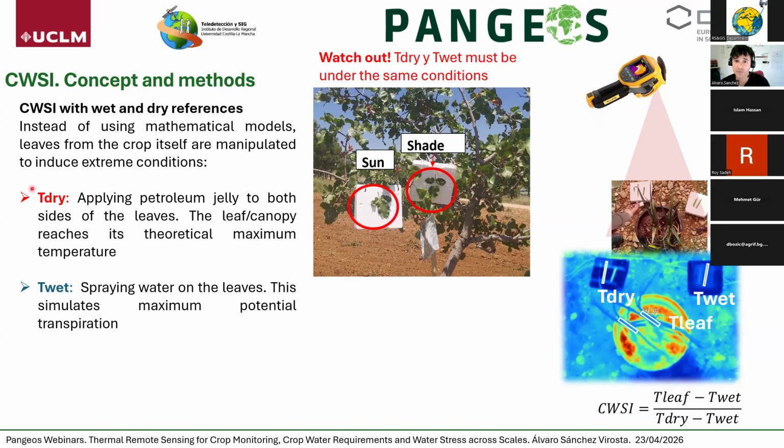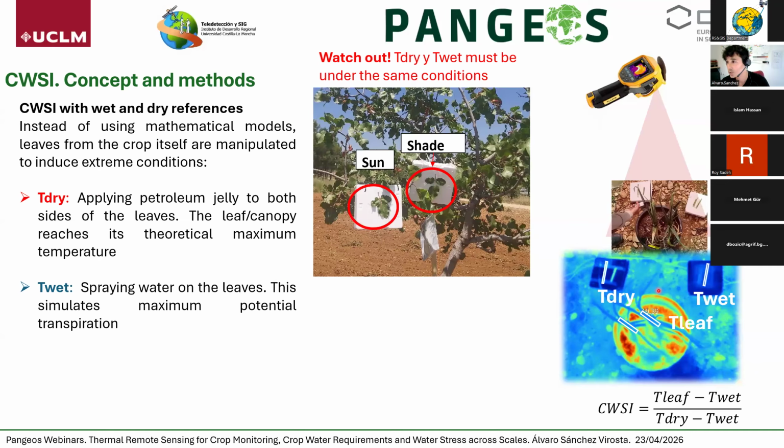So what we do is simulate those conditions. For example, for the dry reference, we apply petroleum jelly to a leaf. In this case, we have a garlic leaf. In this one, we apply petroleum jelly, so it would be the dry reference. And for the wet one, we spray some water. So this would represent the wet reference. Of course, these are not real conditions or real temperatures of dry and wet references, but they allow us to normalize all the measurements.